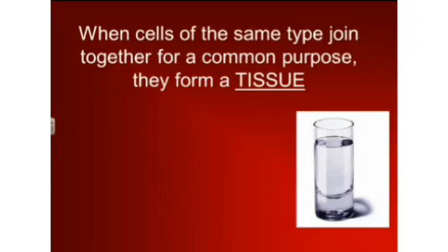So when cells of the same type join together for a common purpose, they form a tissue. So our body is made up of tons and tons of tissue. So tissues are 60 to 99% water. That's why it's very important to get at least 6 to 8 glasses of water a day, because 60 to 90% of our tissue, which is basically the composition of our body, is composed of water. Water is a very vital, important nutrient that we need every single day.